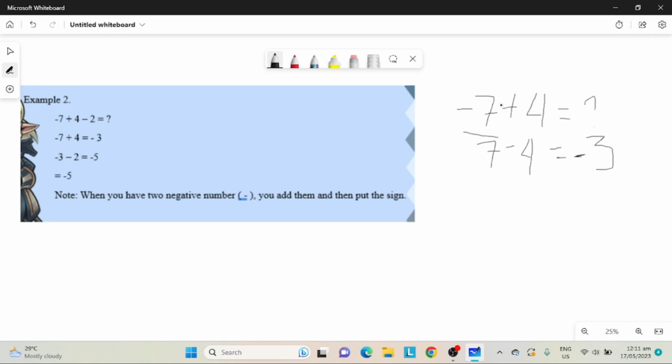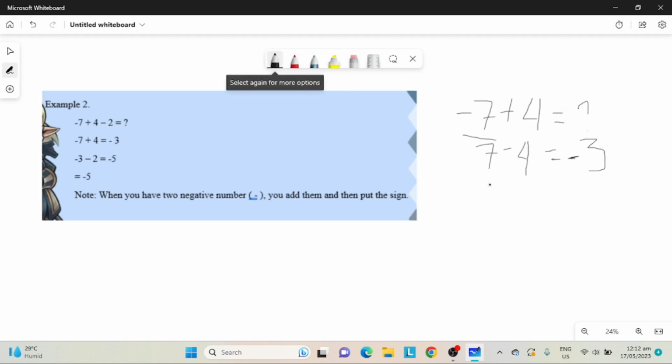First step is negative 7. Take the first two numbers, negative 7 plus 4. Then the operation: if the negative number is higher than the positive number and the operation is positive, change the operation into subtraction. Negative 7 plus 4 will give you 7 minus 4. So 7 minus 4 is equal to 3. Then copy the larger sign, which is negative 3.